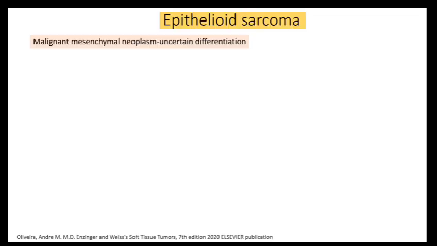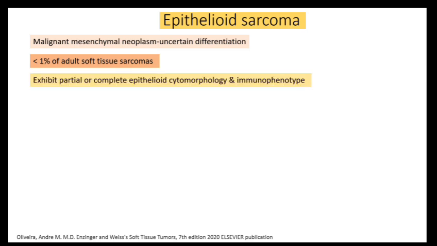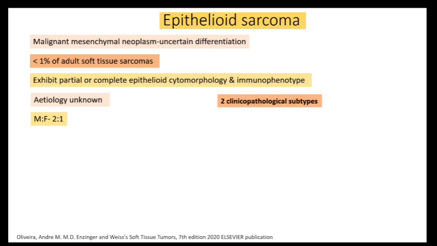So epithelioid sarcomas are mesenchymal neoplasms of uncertain differentiation. They are seen in less than 1% of adult soft tissue sarcomas. They can exhibit complete or partial epithelioid cytomorphology and immunophenotype. We don't know the cause. More common in males, young males.